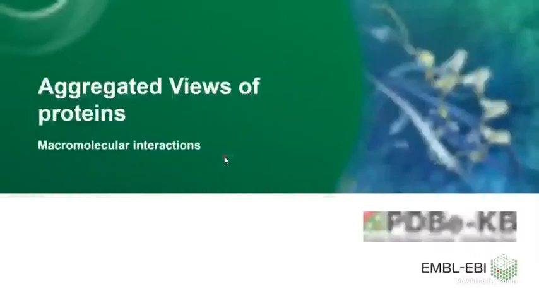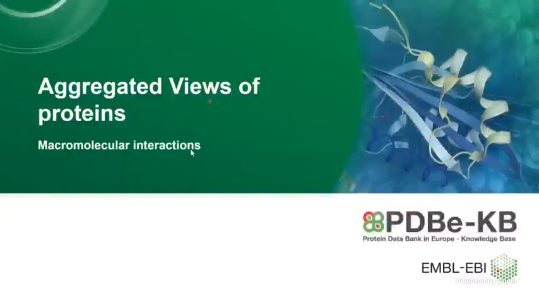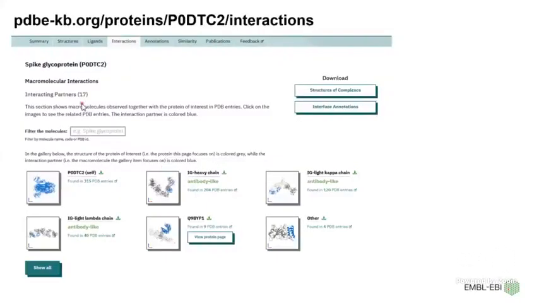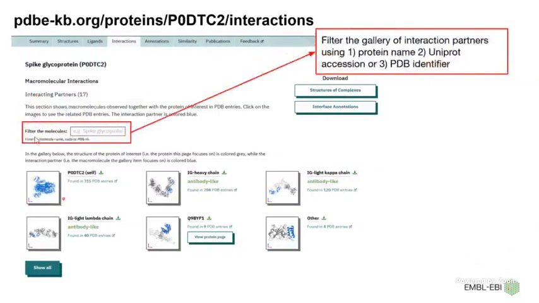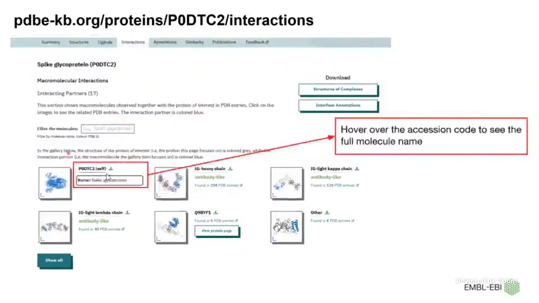Moving on to the aggregated view of proteins, you have molecular interaction information. This is how the interaction page looks, and this section gives you the details about the macromolecules which interact with the protein of your interest. Here you can see that there are 17 unique interacting partners. You can filter these results by molecule name, PDB code or PDB ID or UniProt accession. If you hover over them, you can see the full name of the protein.